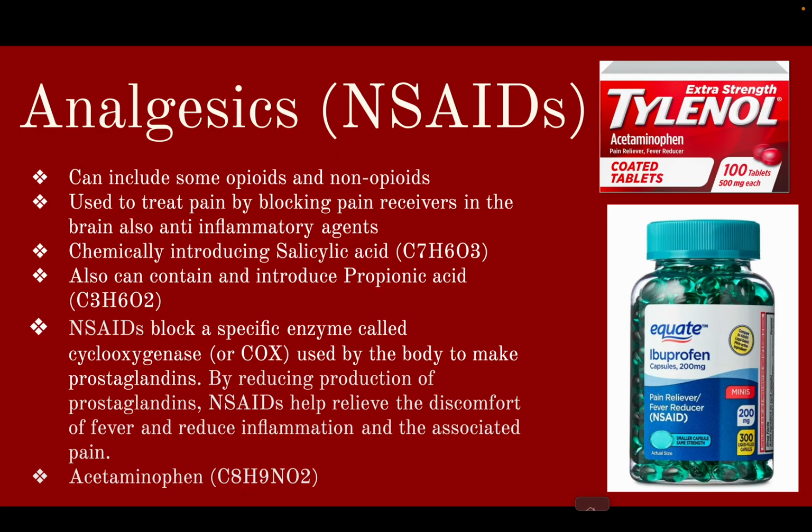Analgesics or NSAIDs can be opioids or non-opioids, and they're often used to treat pain or block pain, manage pain, and also used as anti-inflammatory agents. So 3 very common analgesic chemicals that we find in medications are salicylic acid, also found in skincare products, propionic acid, and acetaminophen. It's probably the most heard and common one that we hear about. They all work similarly in the body to reduce pain and inflammation.